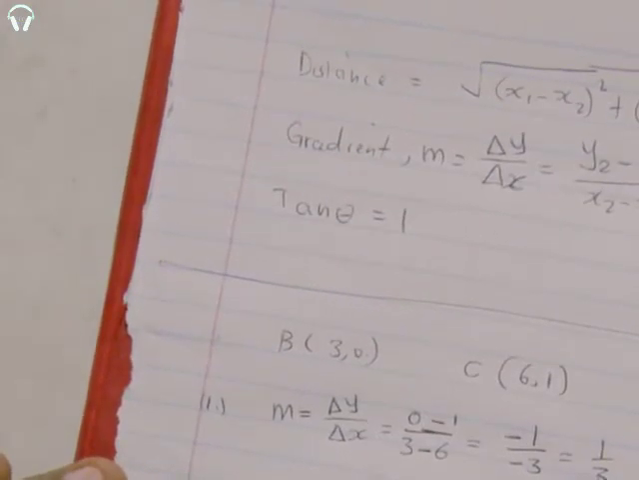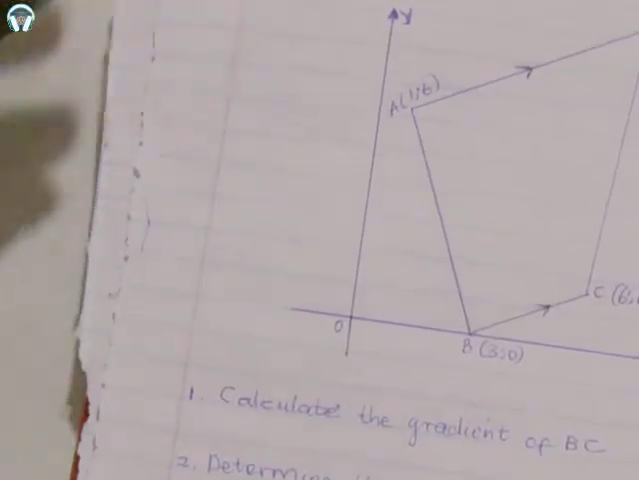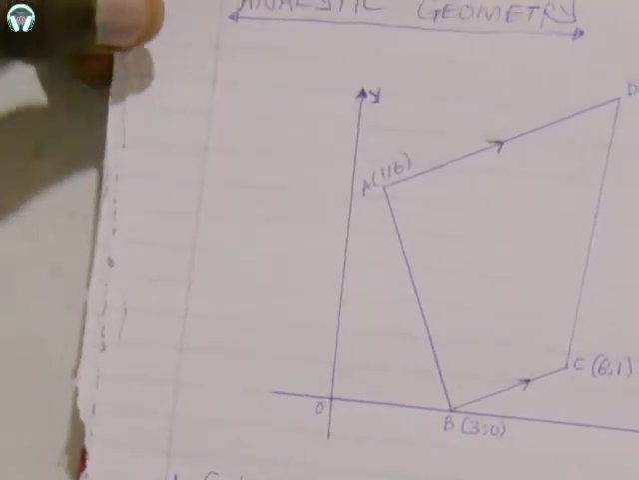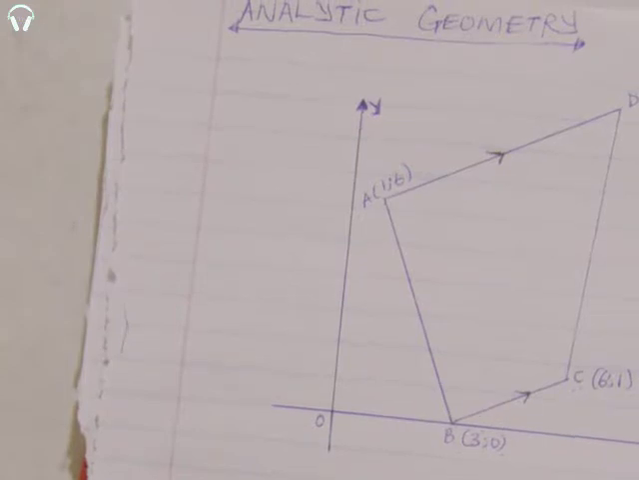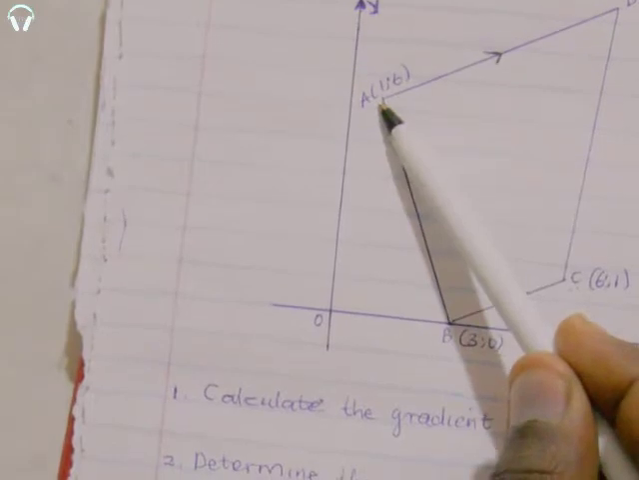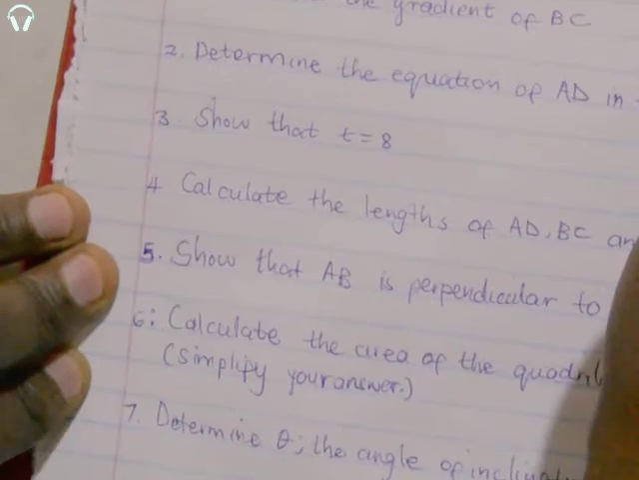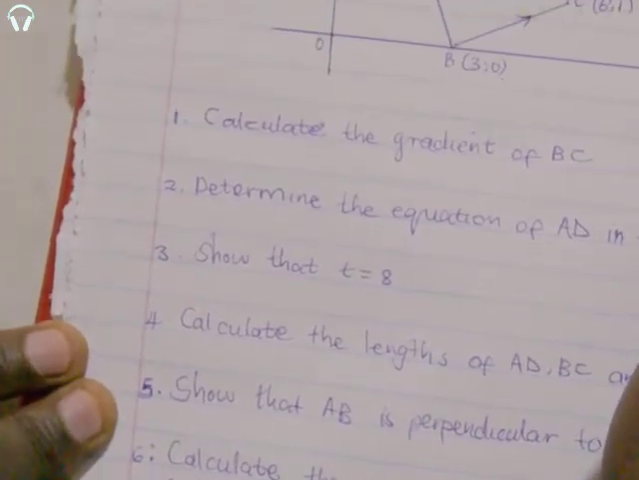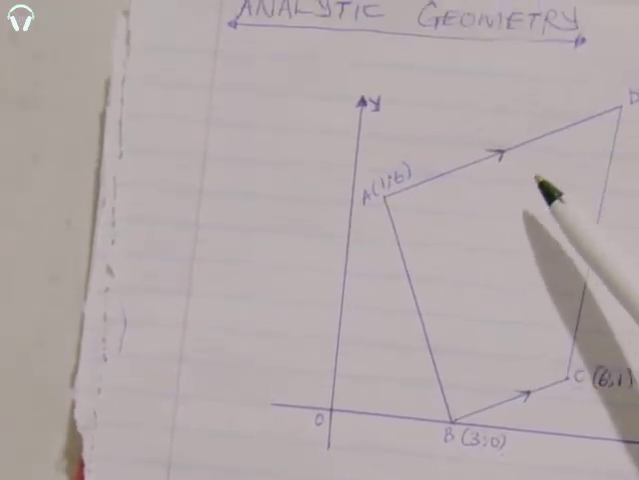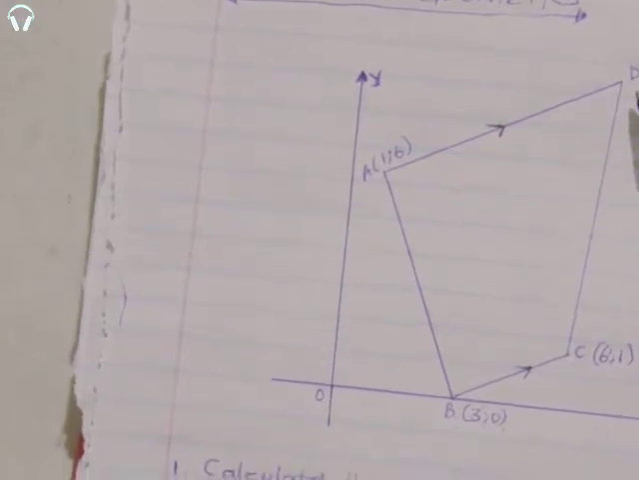Moving on to question 2. Determine the equation of AD in the form y equals. Now this question requires you to find the equation of the line AD, which is the line over here. A has coordinates 1 and 6, and D has coordinates 7 and T. Now we do not know T, so it becomes much more difficult to find the equation of a line, because in order to get the equation of a line, we firstly have to have the gradient of that line. And we cannot get the gradient when we don't have the coordinates of 1 point.